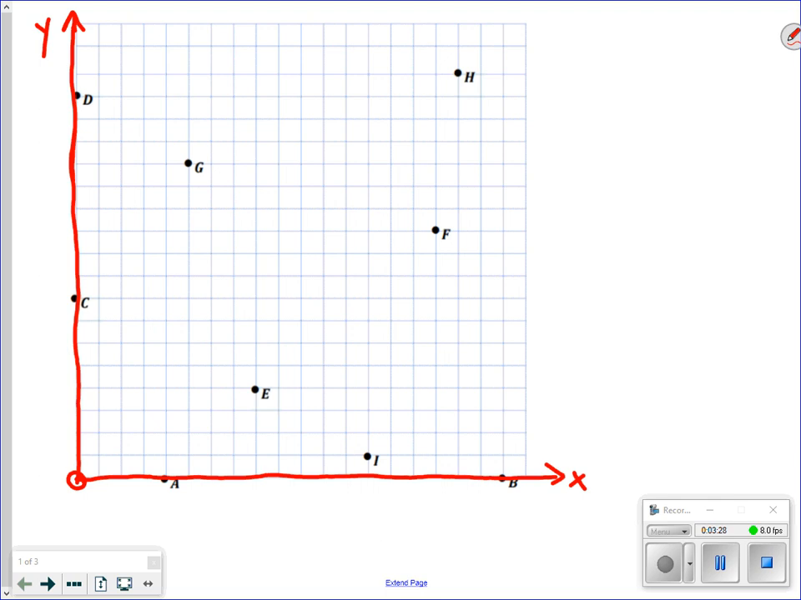Okay. Let me see what I've got here. Where is point A? Do you see point A? Yes. Point A is the whole number 1.